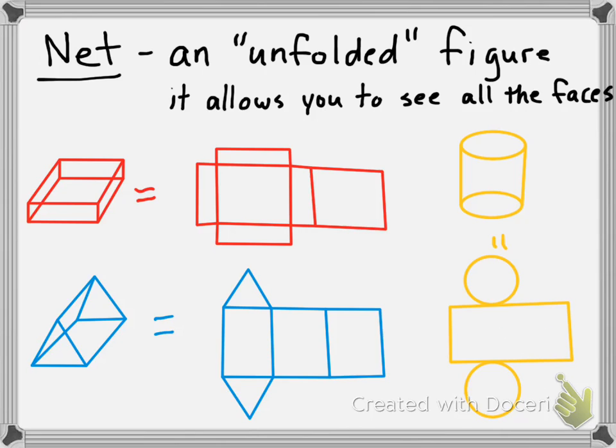Okay, so now we're going to use these nets to figure out our formulas. Alright, first we're going to look at our rectangular prism.